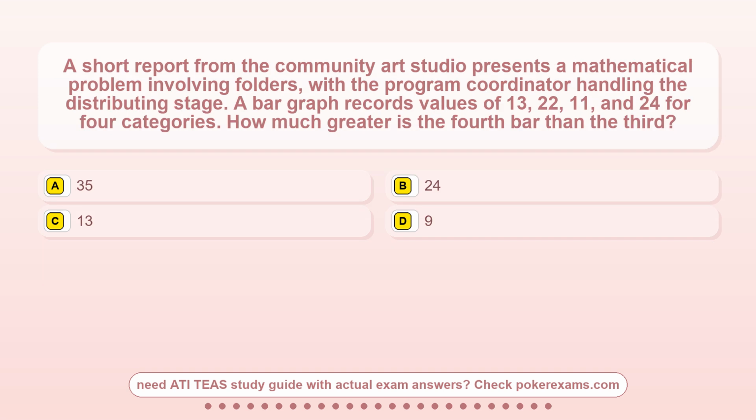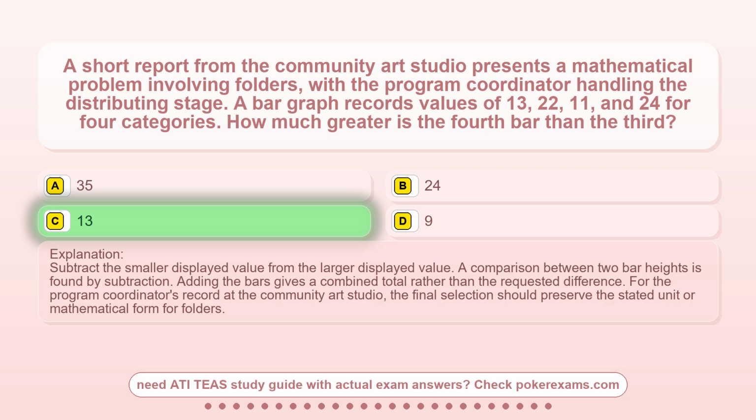Question 23. A short report from the Community Art Studio presents a mathematical problem involving folders, with the program coordinator handling the distributing stage. A bar graph records values of 13, 22, 11, and 24 for 4 categories. How much greater is the fourth bar than the third? Option A, 35. Option B, 24. Option C, 13. Option D, 9. The correct answer is option C, 13.